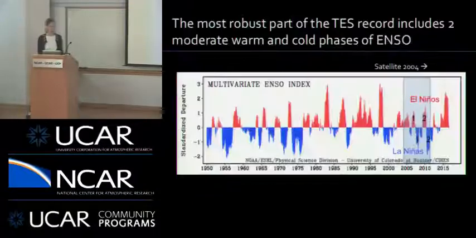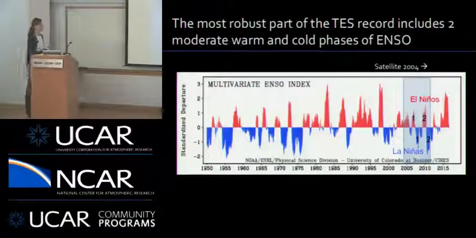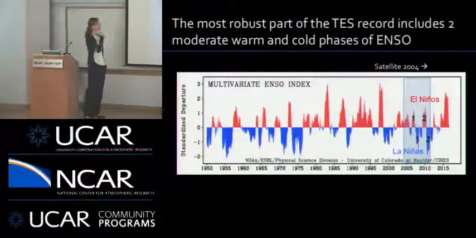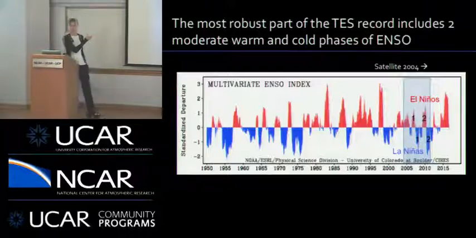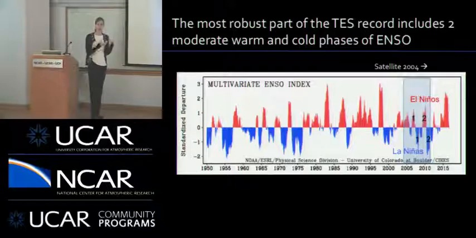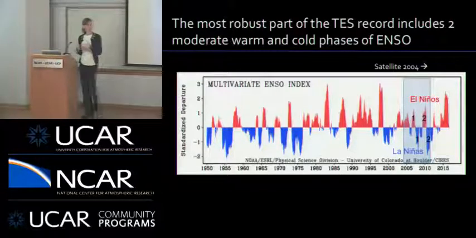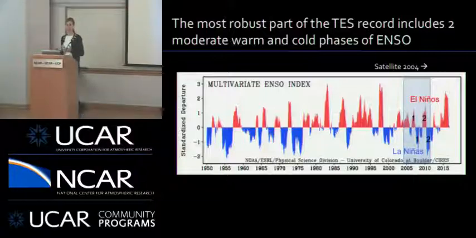So you'll see that over the course of the most robust period of the satellite record, which is this area shaded in blue over this time series of the multivariate ENSO index, there are 2 moderate El Ninos and 2 moderate La Ninas. So I'll be showing you composite differences between the La Nina phases and the El Nino phases to think about how regional imbalances in moisture are changing and how we can detect that isotopically.